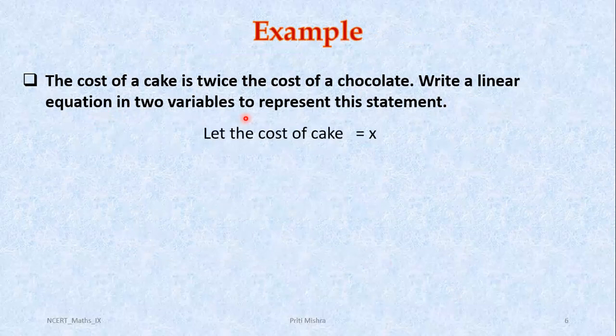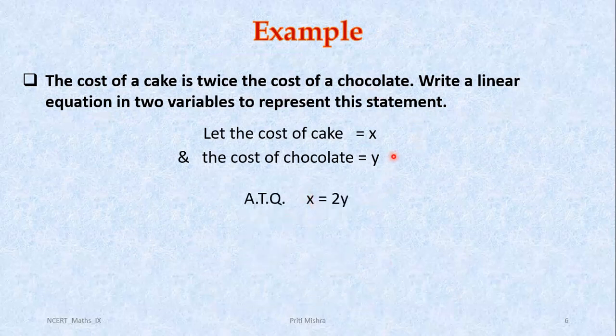So let the cost of cake be X rupees and cost of chocolate be Y rupees. Now in the question, they are saying cost of cake is twice the cost of chocolate. So here we can write, according to the question, X will be equal to 2Y, because X is already twice of Y. So we need to maintain equality here. We need to make Y equal to 2Y, which will make this value equal to X. So X equals 2Y is the equation here, which is representing the statement given in the question.